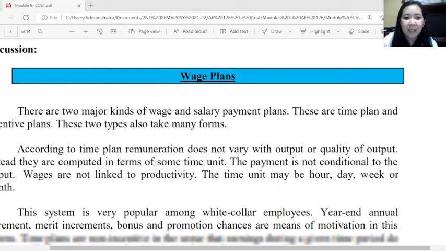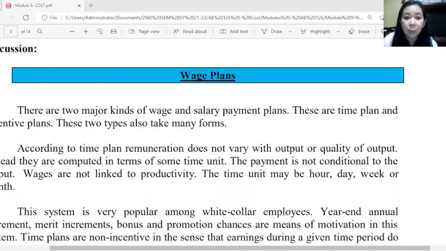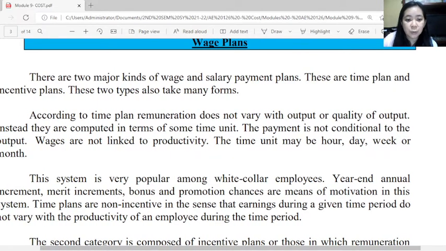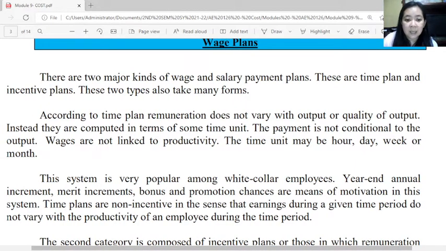So to start with, let us discuss the different wage plans. So basically, there are two major kinds of wage and salary payment plans. These are based on the time, and the other is based on incentives. Okay, so these are the two most common wage plans that are being followed by most of the business entities in providing salaries and wages to their employees. So these two types also may take many forms.